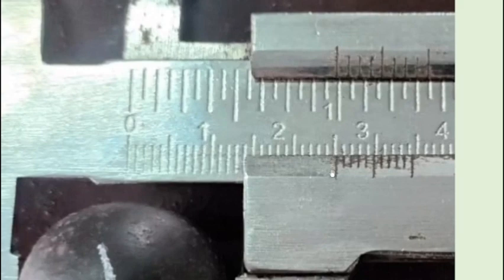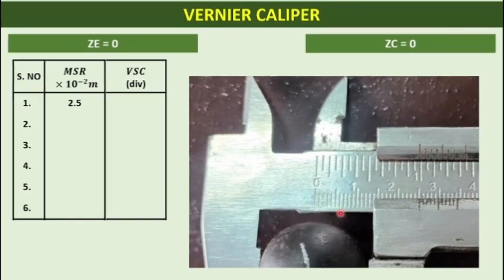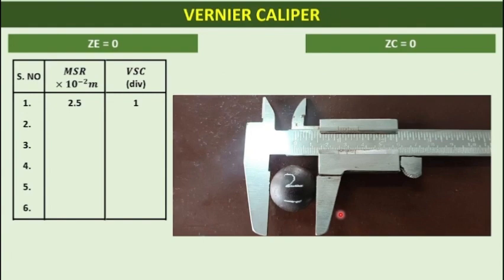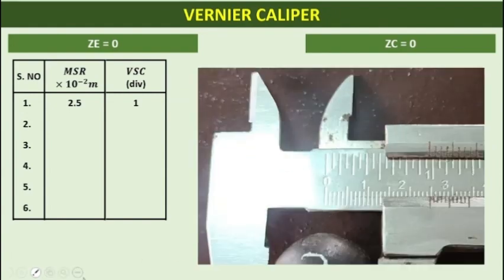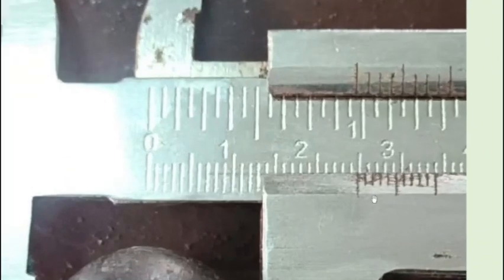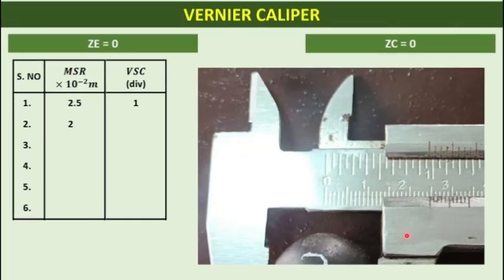Here 2.5 coincident. Main scale reading is 2.5. The first line coincides with the main scale. So Vernier coincidence will be 1. Good. This is the second position. Let us zoom this. Here the main scale reading is 2.4, and which line coincides with the main scale? We find that the eighth line coincides with the main scale. So let us write 2.4, then Vernier coincident is 8.